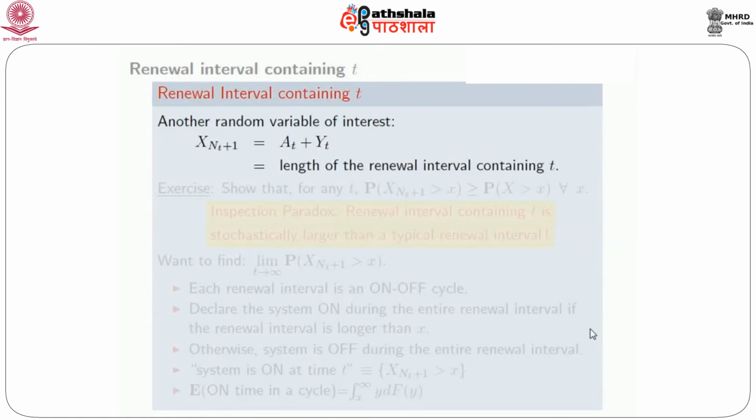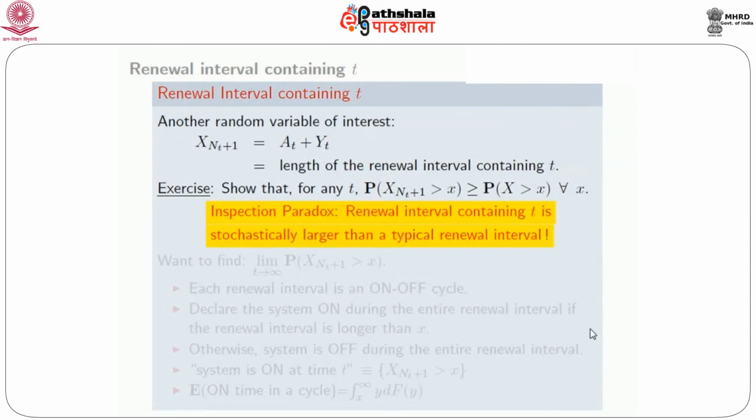So this is another variable of interest, X_{N(t)+1}, which is A(t) plus Y(t), the length of the renewal interval containing t. Here is an interesting exercise. Show that for every t, the probability that X_{N(t)+1} is greater than x is larger than or equal to the probability that a typical renewal interval X is greater than x. What it says, often known as the inspection paradox, is that the renewal interval containing time t is always stochastically larger than a typical renewal interval.